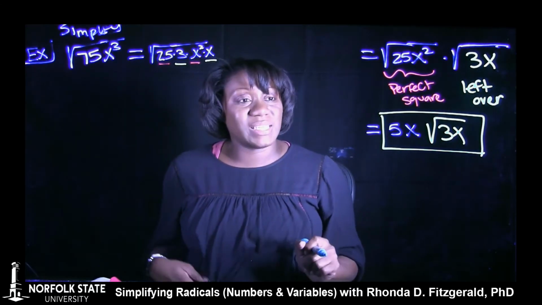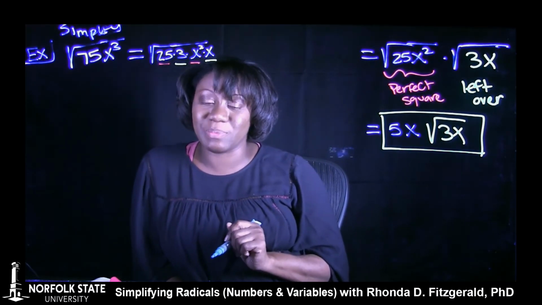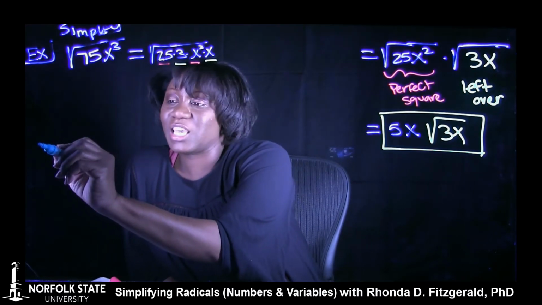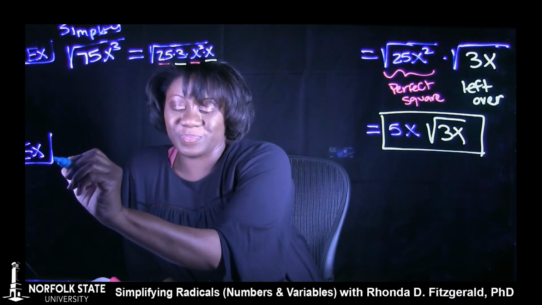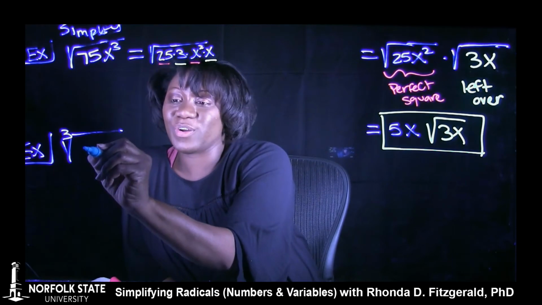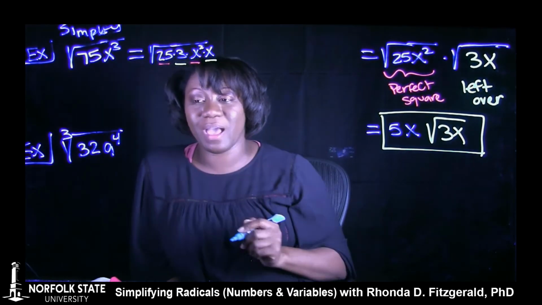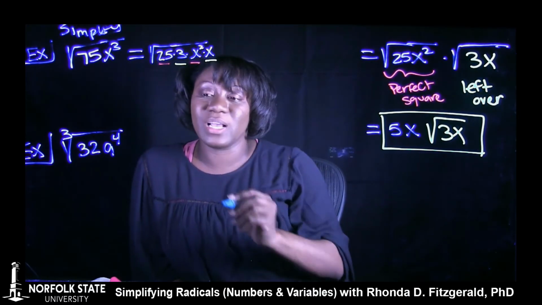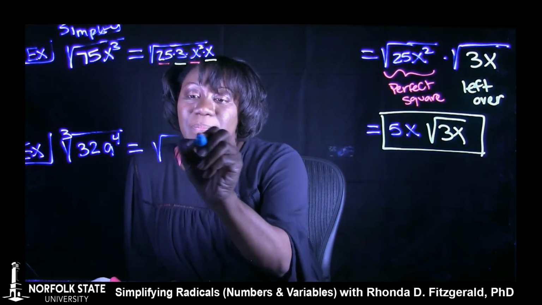Let's look at one other example with a cube root. So if we want to look at the cube root of 32a to the 4th power. Cube root of 32a to the 4th power. So once again, we want to break this guy up.